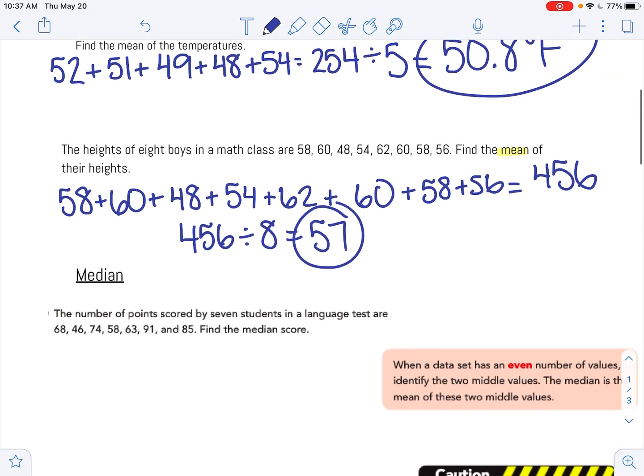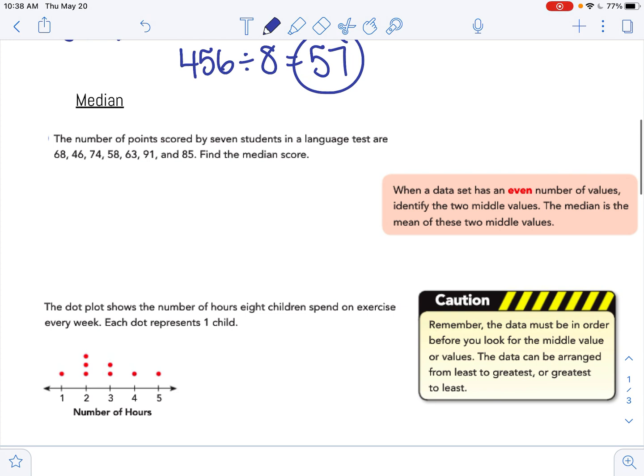As we move on to median, what we know about median is this typically is the middle value. So when we list out our numbers, it's the one that is just in the middle there. Okay, and the most important thing to remember when you're solving for median or identifying the median is down here in our caution box, that the data must be in order before we look at the middle value, listing it from least to greatest or greatest to least. Okay, so before you can figure out what the median is, you need to have your data values listed either least to greatest or greatest to least.